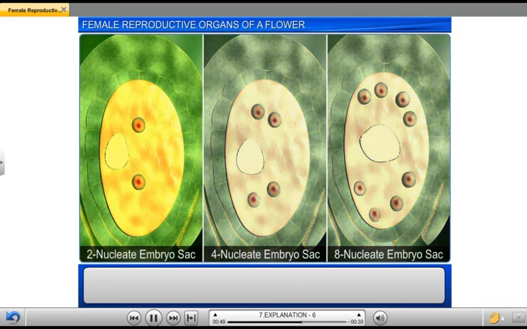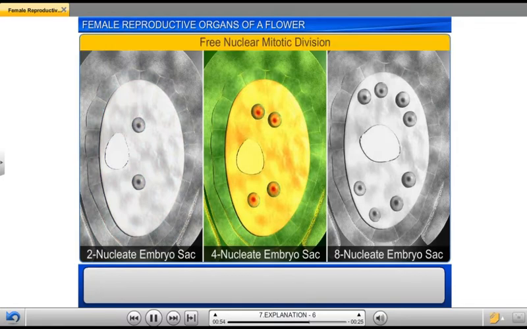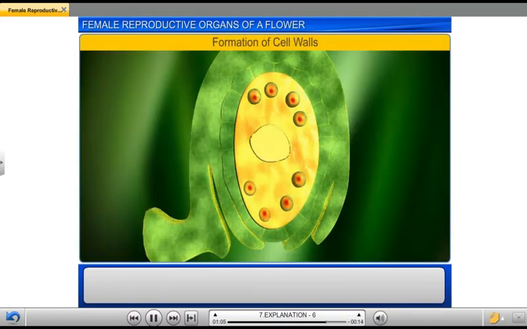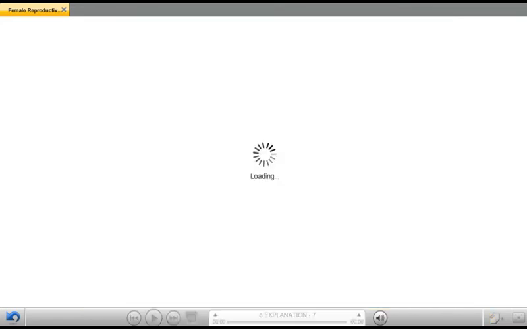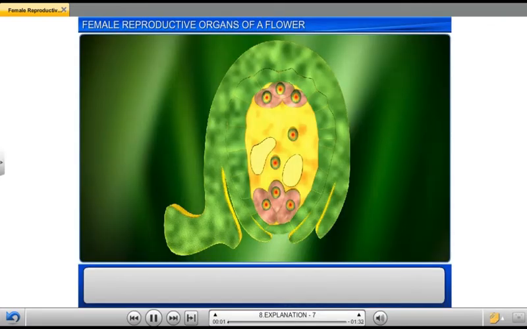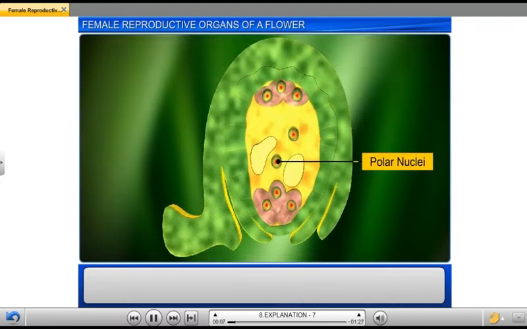Interestingly, the mitotic divisions that occur in the megaspore's nucleus are free nuclear, which means the division of the nuclei doesn't immediately trigger cytoplasmic division and cell wall formation. Instead, we see the formation of cell walls only after the 8-nucleate stage, due to which 6 of the 8 nuclei organize into cells. The 2 remaining nuclei, called polar nuclei, migrate to the center of the embryo sac.